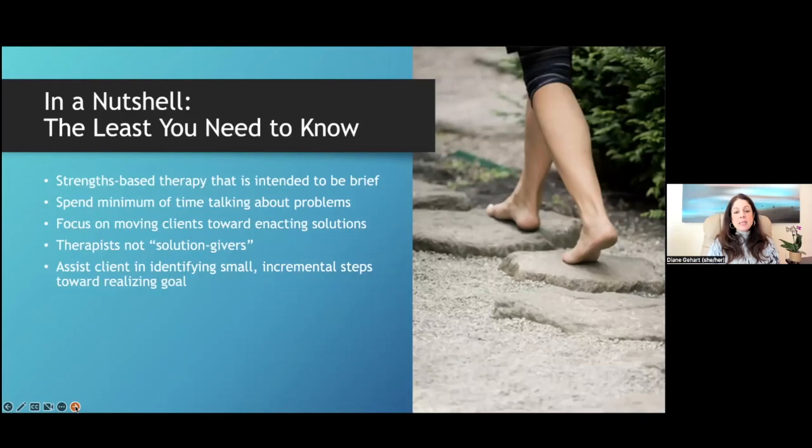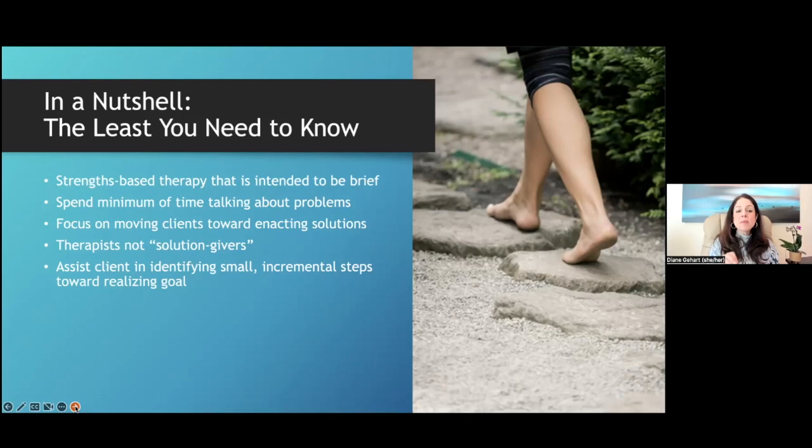Solution focused is really the first strength-based approach. When you hear strength-based therapy, think solution focused. That's another name for it as well. There are some other approaches out there that call themselves strength-based, but this is the original. And it is intended to be brief. That said, if you're working with someone with complex trauma, brief might be 2 years, okay? Still briefer than many.